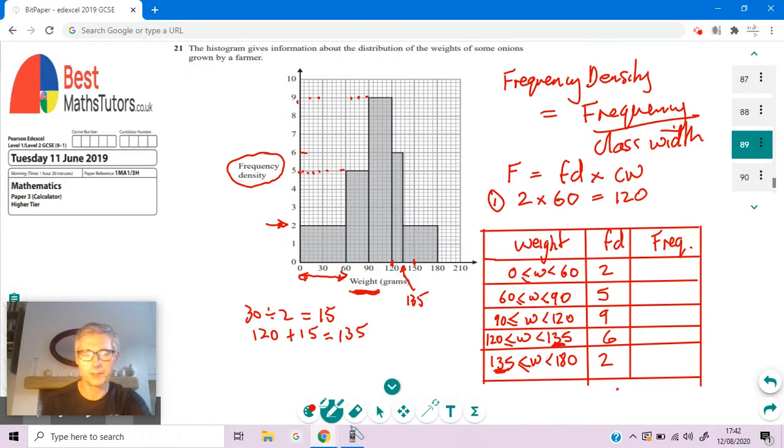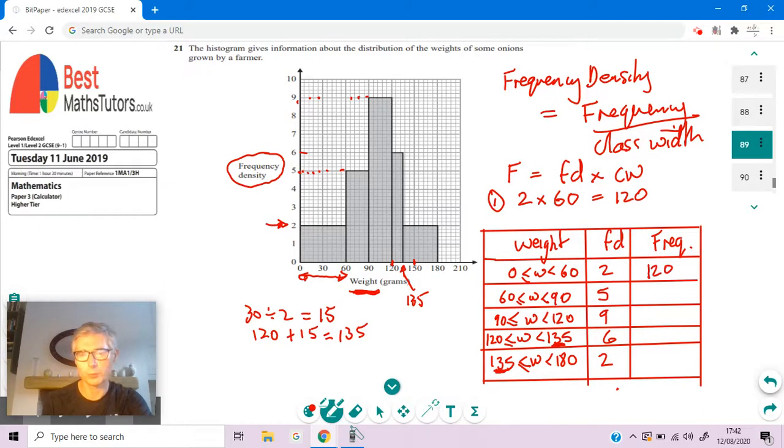So then I'm going to work out what the frequency is, and I'm going to do that in each case by taking the class width, so that's the distance between the 0 and the 60 in this first case, and multiplying it by the frequency density. So that's going to be 60 times 2, which is 120.